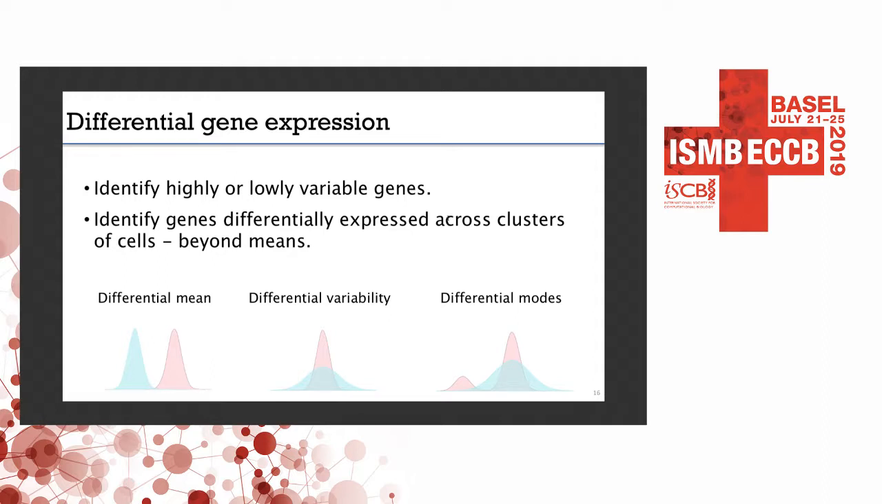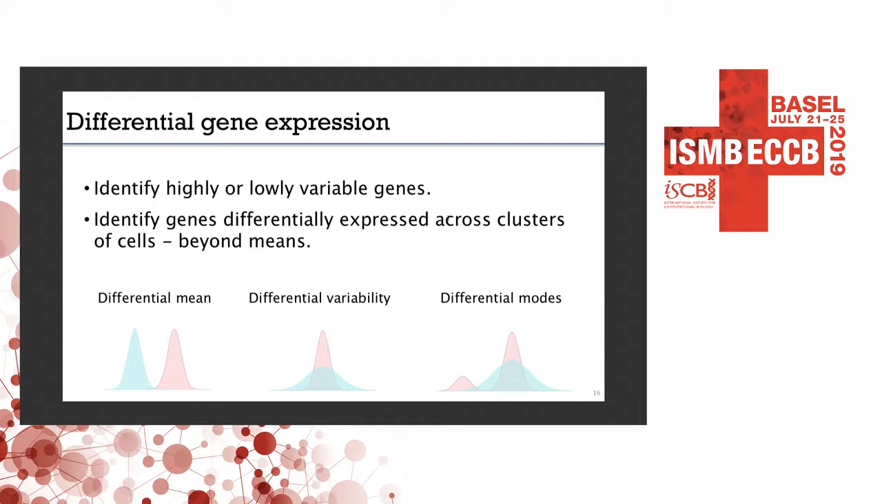Okay, so the second problem people work on is, we've clustered our cells, and maybe we've identified what those clusters are. Then we want to identify differentially expressed genes. So we've seen this before with bulk data, where we just look at differential expression between two different groups, looking at the change in means. But here we might be interested in looking at highly or lowly variable genes, so maybe genes that are pretty consistent across all clusters or are highly variable across clusters. And then we can also go beyond the means. So we can identify genes that have differential distributions.